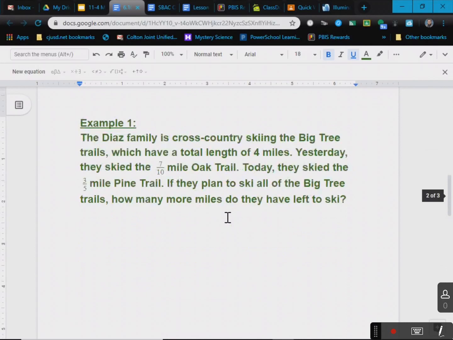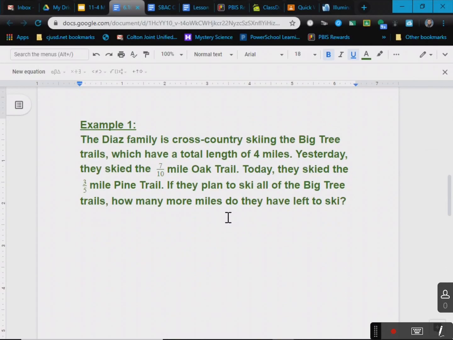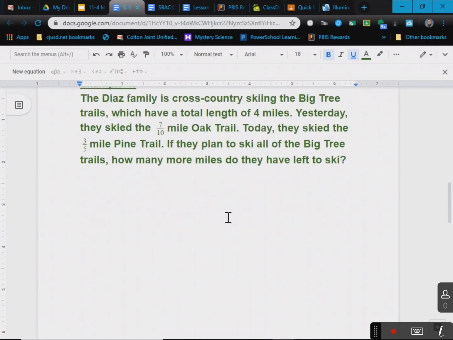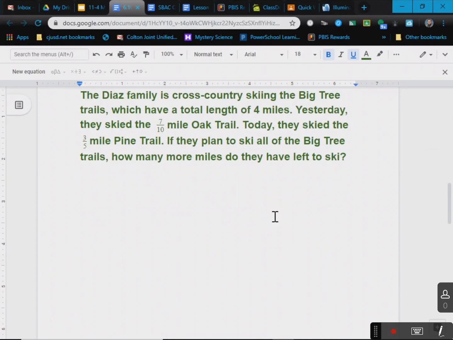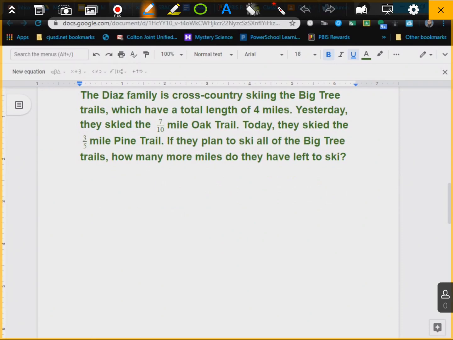Okay, let's get started with example number 1. The Diaz family is cross-country skiing the big trails, which have a total length of 4 miles. I'm going to highlight 4 miles because I think that's really important. That's the total. Okay, let me highlight that a little bit better. Like that. Okay. Yesterday they skied the 7/10 mile Oak Trail. Today they skied the 3/5 mile Pine Trail. If they plan to ski all of the big trails, how many more miles do they have left to ski? So how many more miles do they have left? That's what we're trying to find.